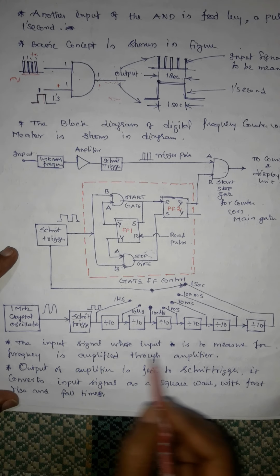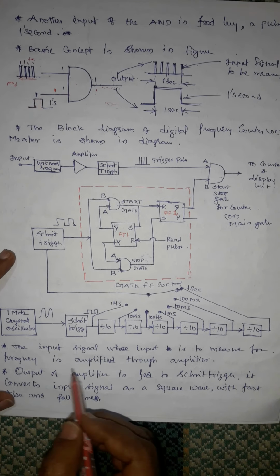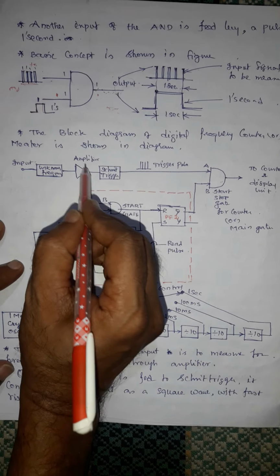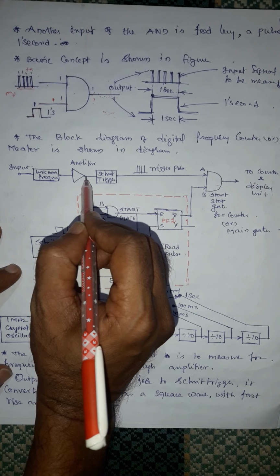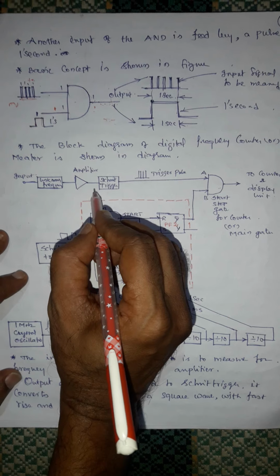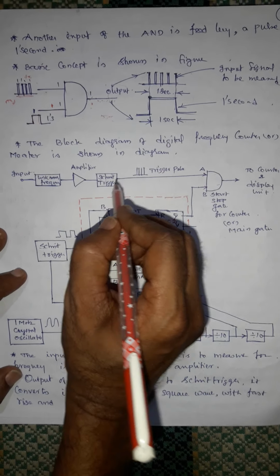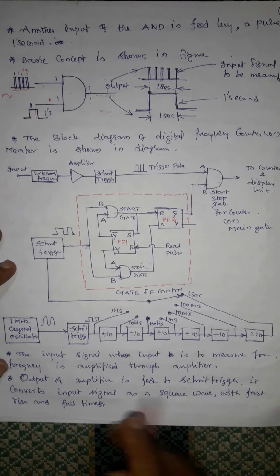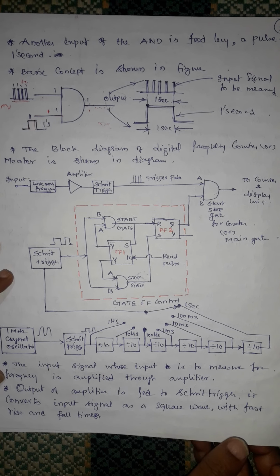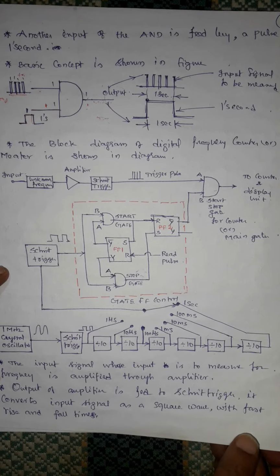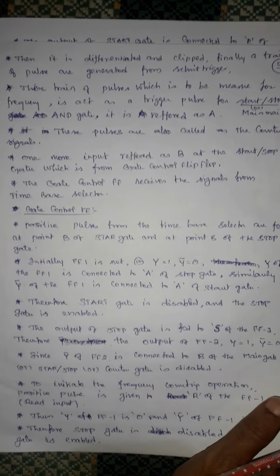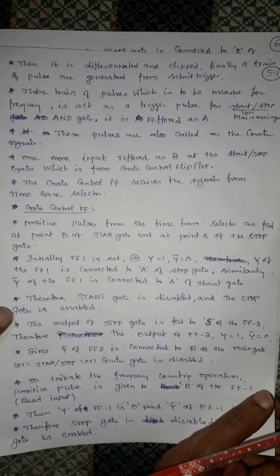Then the input signal whose frequency is to be measured is amplified through the amplifier. Here the unknown input frequency goes to the amplifier, then it is given to a Schmitt trigger. We know that a Schmitt trigger converts sinusoidal to square. It converts the input signal into a square wave with fast rise and fall times. Then it is differentiated and clipped. Finally a train of pulses is generated from the Schmitt trigger.